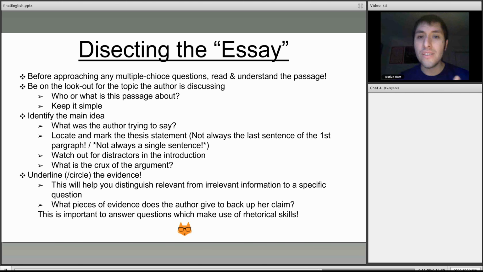Of course, underline and circle whatever you believe to be evidence to whatever main idea, thesis, couple of sentences you think you have found. And this is going to help you distinguish relevant from irrelevant information to a specific question. What pieces of evidence does the author give to back up her claim? It's something you should be constantly asking yourself. And this is important to answer questions which obviously make use of the rhetorical type of skills. Because if you don't know what the purpose of the sentence provided is, you're very unlikely to be able to answer questions that are measuring that skill.